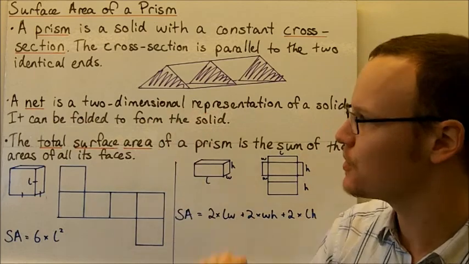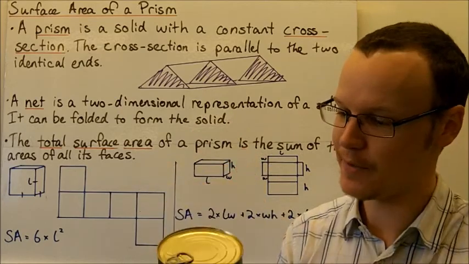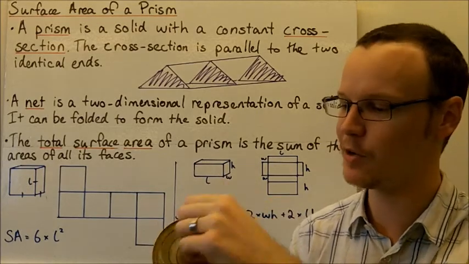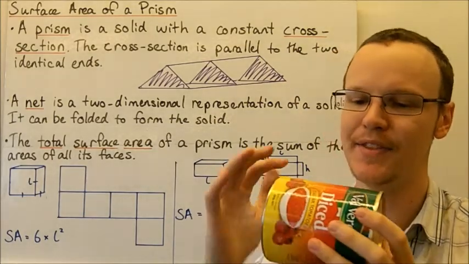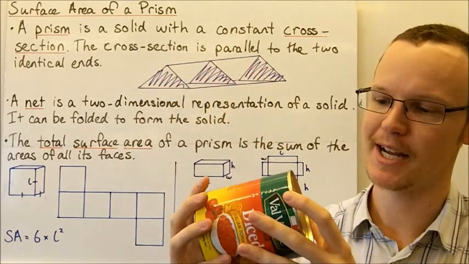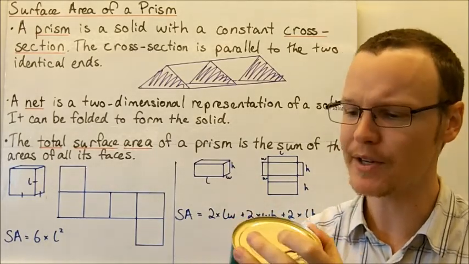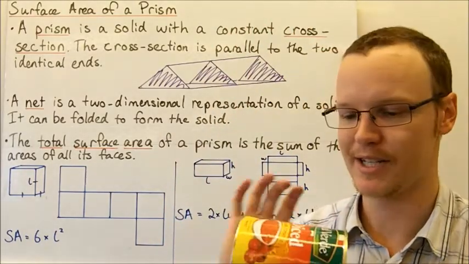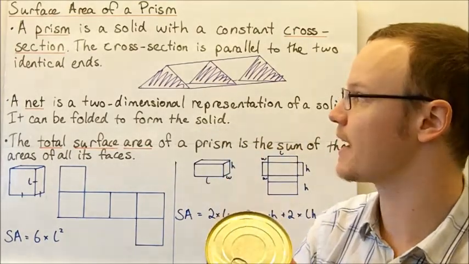It can be folded to form the solid. So if we were to tip the contents of this container out, and peel back that top circle, peel back that second circle, and fold them out flat, and then roll out the rectangle all the way around the middle, we'd have a flat representation of our cylinder, and we could fold it to make the cylinder again. So we would be left with two circles and one big long rectangle that can be folded around to make the cylinder that we have here.